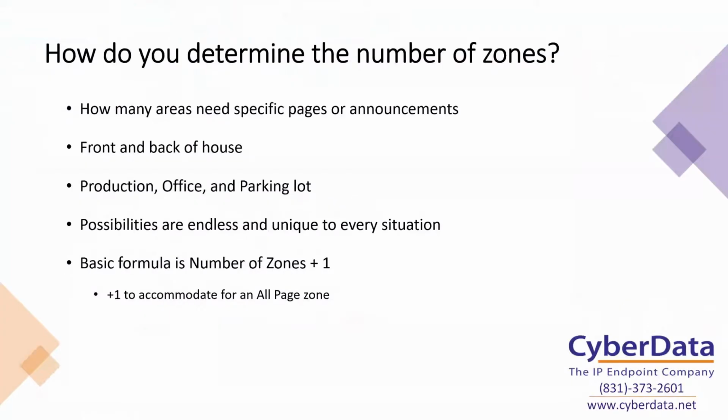Now that we understand what a zone is in the paging context, how do you determine the number of zones? How do you figure this number out to determine the kind of hardware that you might need, or how to handle a particular paging system?